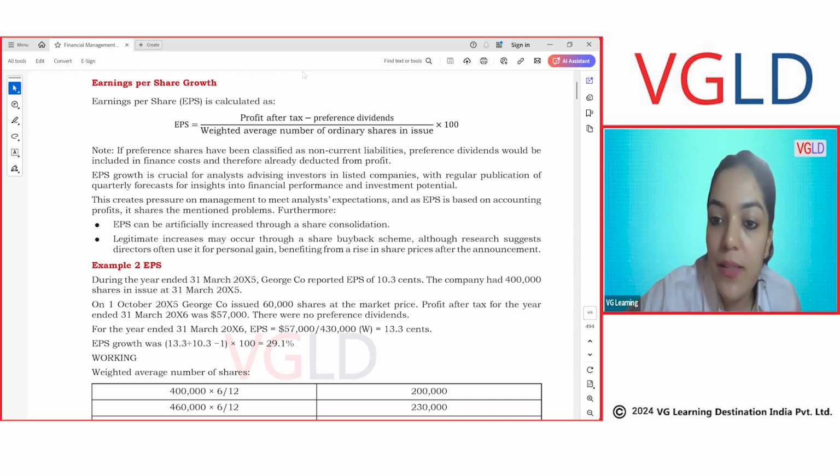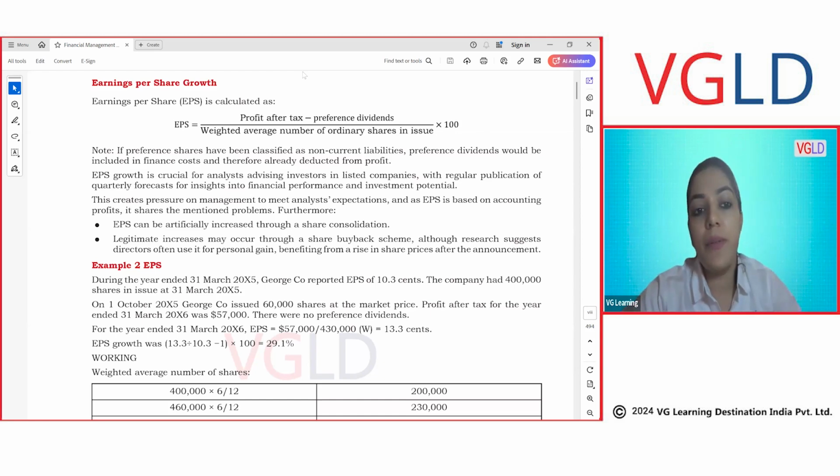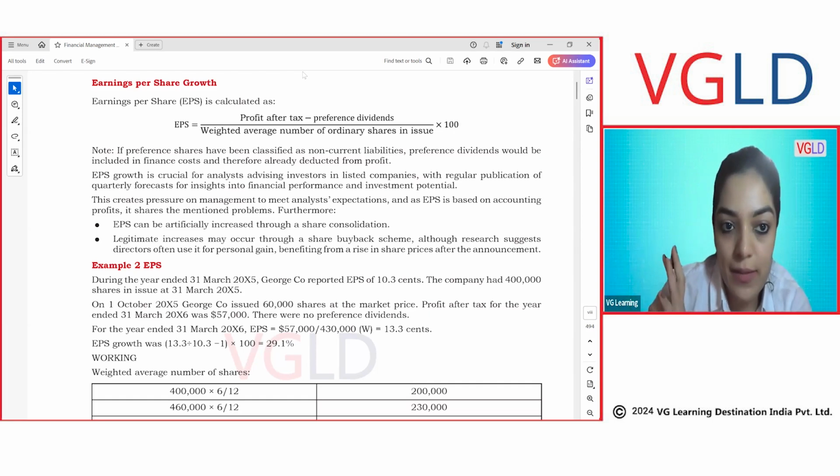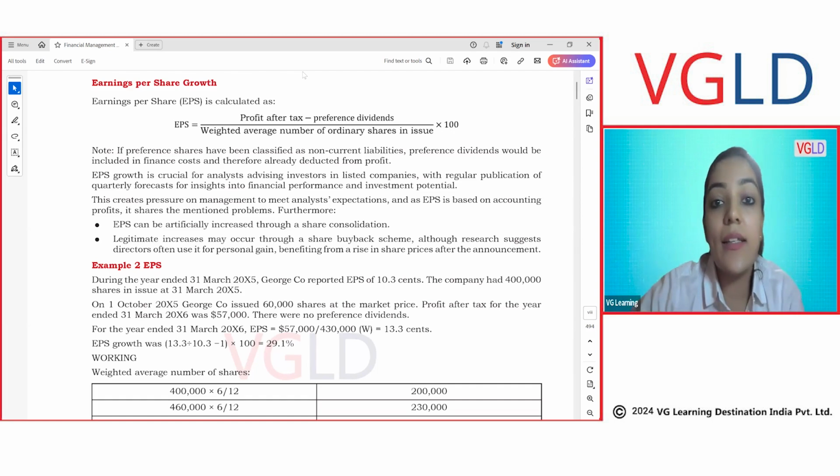Okay, Apurva says EPS and TSR are related. Can you explain a bit of EPS? I don't understand EPS clearly. EPS is just a simple calculation: you made earnings, you made profits. If you look at it, TSR is linked to share prices.